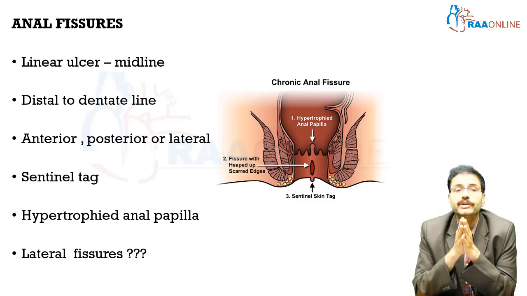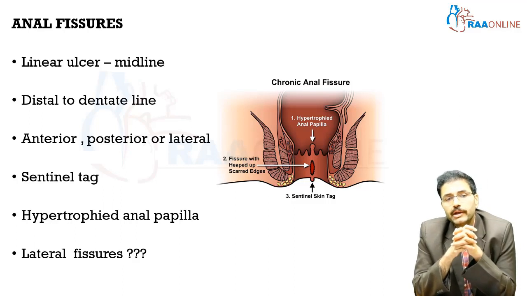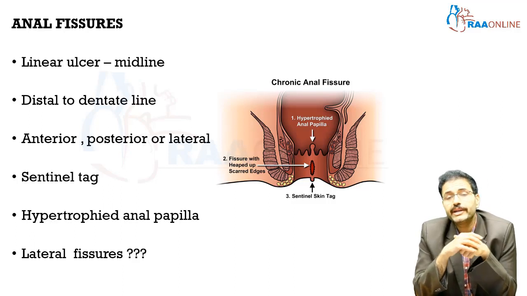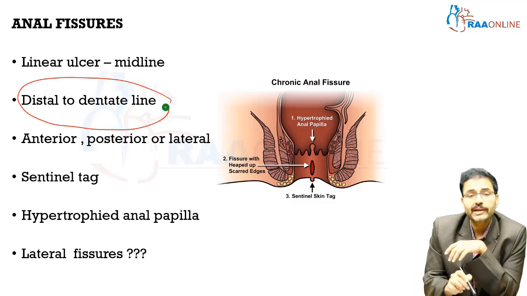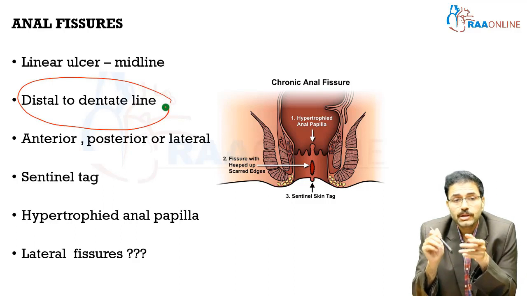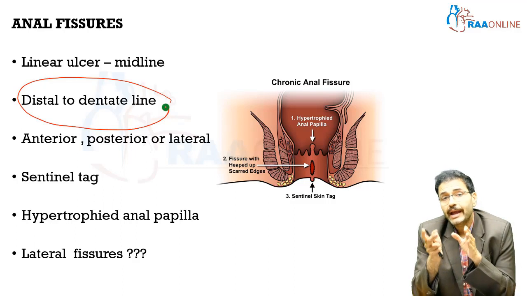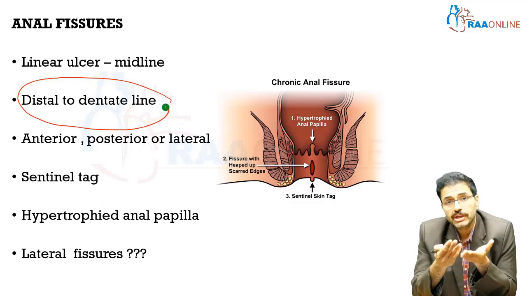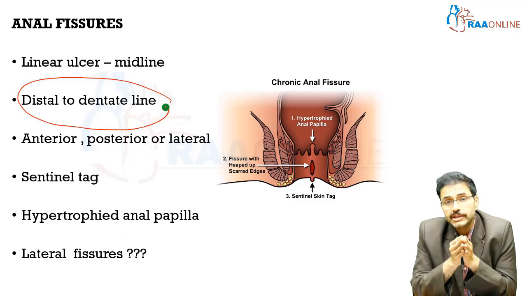So an anal fissure is a linear ulcer. So it's vertical, usually in the midline. It is distal or below the level of the dentate line, which is very important, which kind of is the reason why anal fissures are so painful, because they involve the anoderm. So it is distal below the level of the dentate line. It can be anterior, it can be posterior, or it can be lateral. Most commonly, it is posterior.